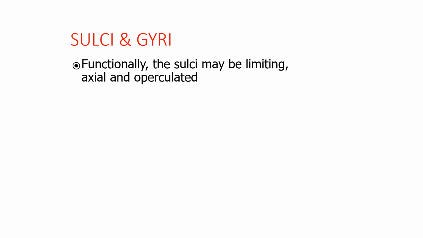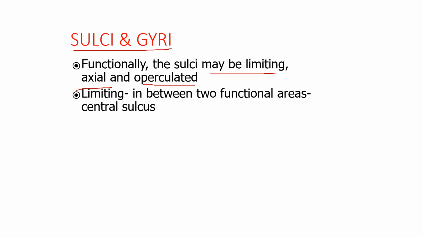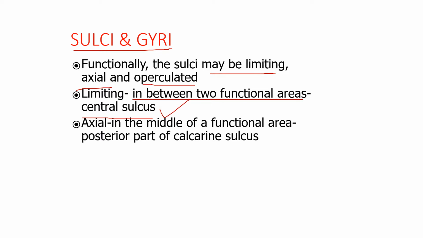Before we move on to the surfaces, borders and poles, we should know about the types of the sulci and gyri. Functionally, the sulci may be limiting, axial or operculated. We will see one by one what that is. Limiting means it is in between 2 functional areas. Then that sulcus will be called the limiting sulcus, and an example is the central sulcus.